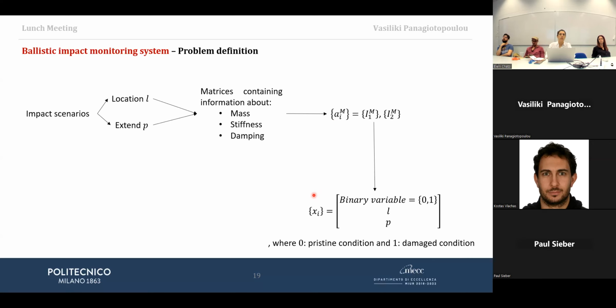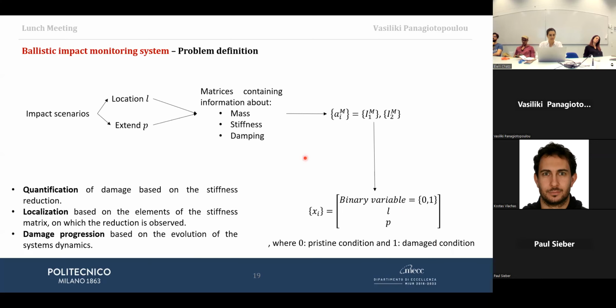But in the end, what we want to see is, first of all, if we have a pristine condition or the shaft is damaged, so a binary variable 0, 1. We would like to know the location of the damage and potentially the severity. So quantification, localization, and potentially damage progression are some really ambitious targets of the project and my research.